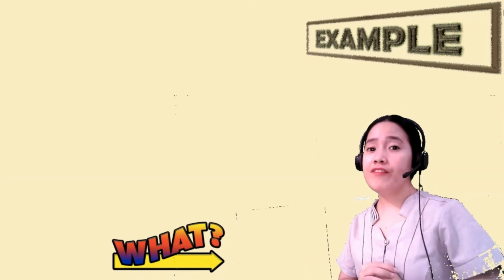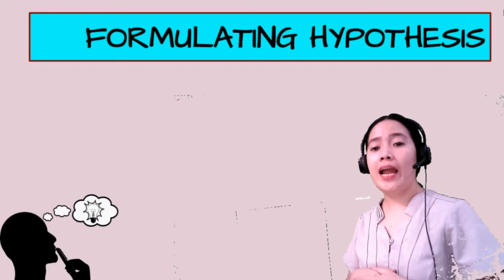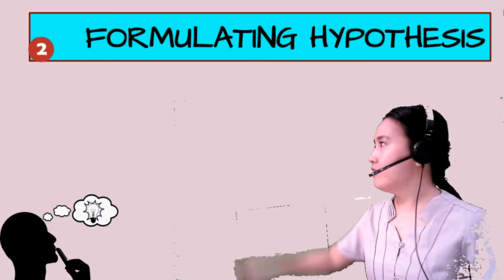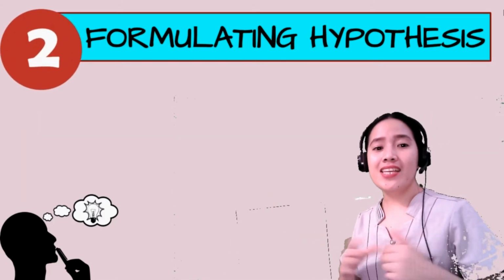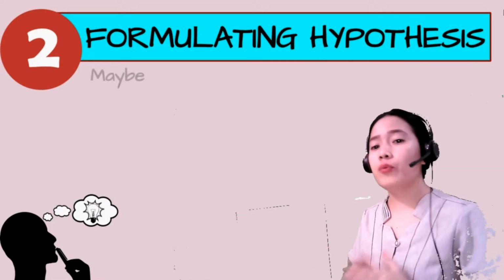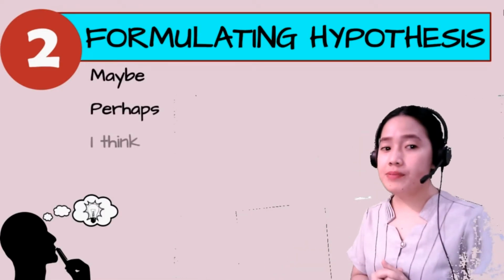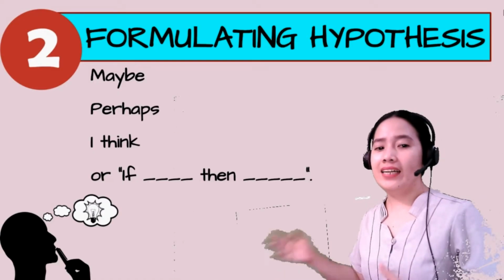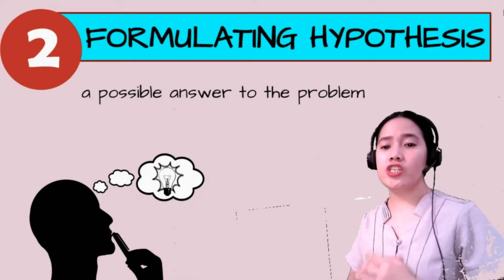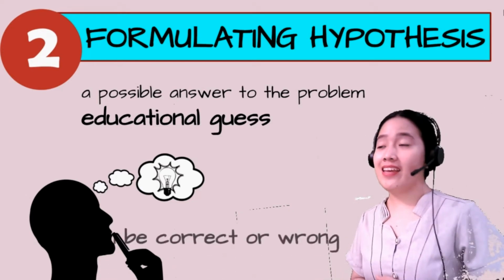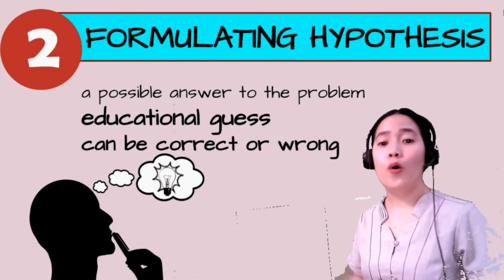After you have identified the problem, formulating hypothesis comes next, and that is actually the second step of the scientific method. This is a tentative answer to the problem and should be stated in a sentence that starts with maybe, perhaps, I think, or if blank, then blank. Again, it is only a possible answer or an educational guess to the question. But remember, your educational guess can be correct or wrong.